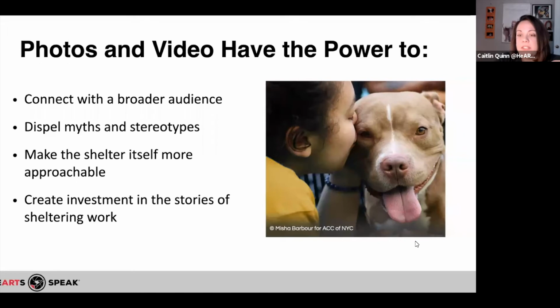And I would love to hear in the chat if you've had that experience. It's one of my pet peeves that we hear in this field sometimes, that people rescued animals from the shelter, or they saved the animal from the shelter.